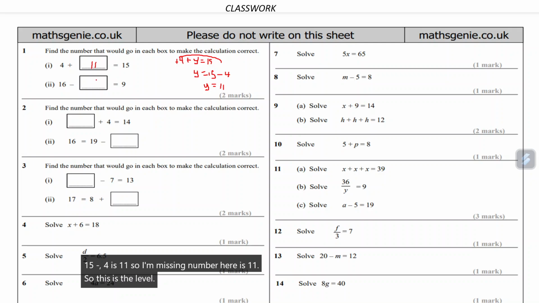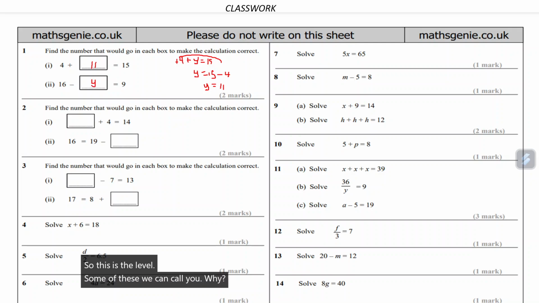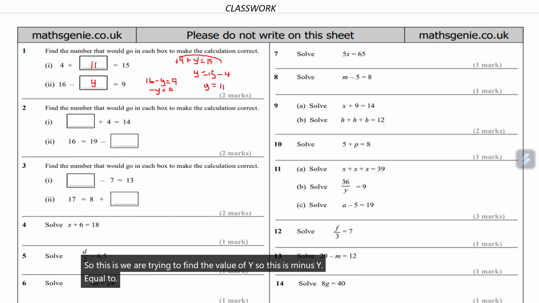Same with this, you can call here y. So this becomes 16 minus y is equal to 9. So we are trying to find the value of y. So let's say minus y equal to 9.